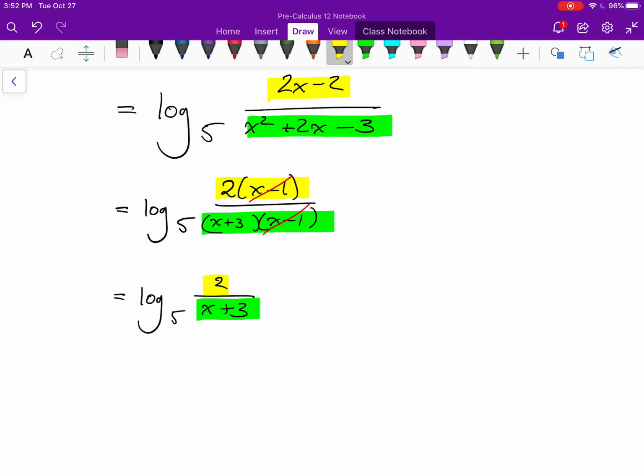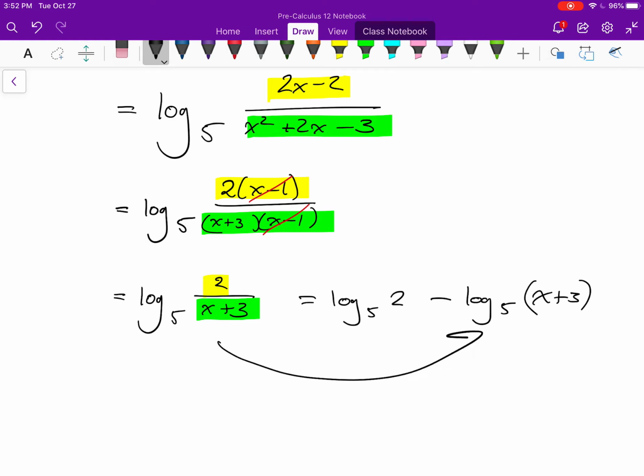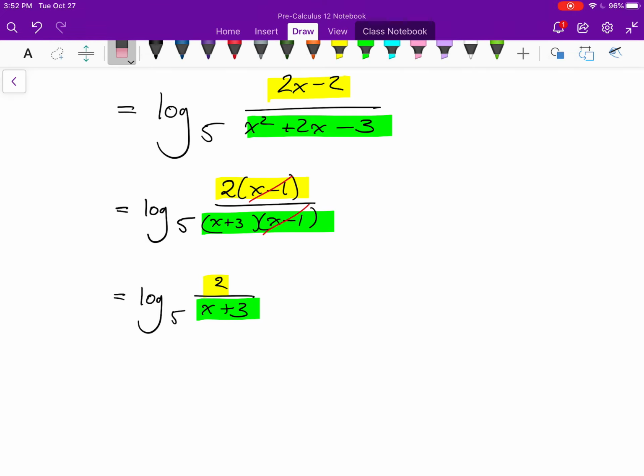Okay? When I say there's other ways I could write it, if I want, I can now write this as log base 5 of 2, take away log base 5 of x plus 3, right? Using the quotient law kind of backwards. Personally, I don't think that's actually simpler, but it is not incorrect. Usually, we consider things simpler when there's the least number of functions.